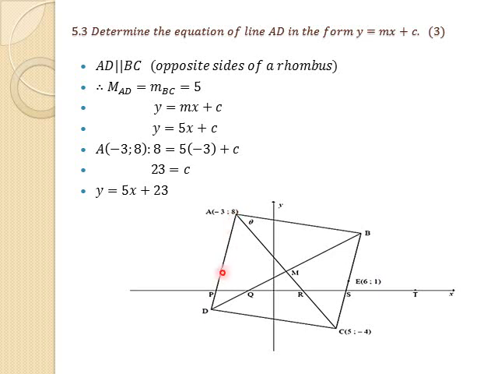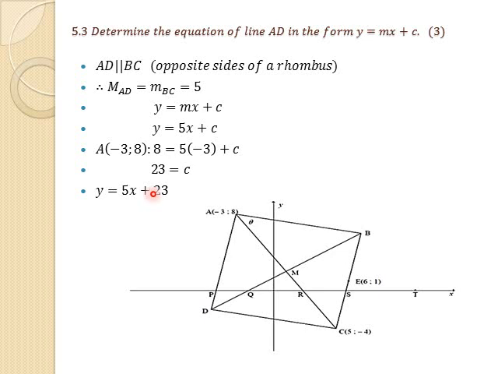On AD, I only have the point A, which is (-3, 8). That's the only point I can use on AD. So my y value is 8 when my x value is negative 3. 5 times negative 3 gives me negative 15. If I take it over, it becomes positive 15. 15 plus 8 gives me 23. So c equals 23, therefore my equation reads y equals 5x plus 23.